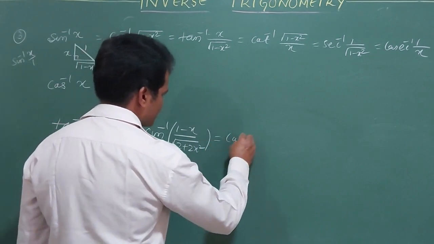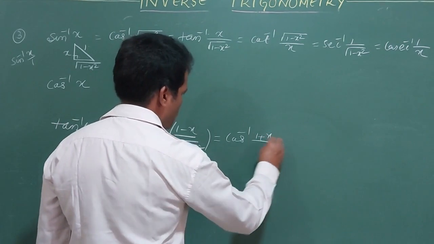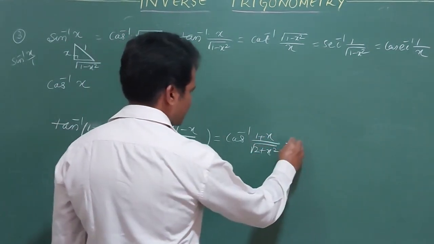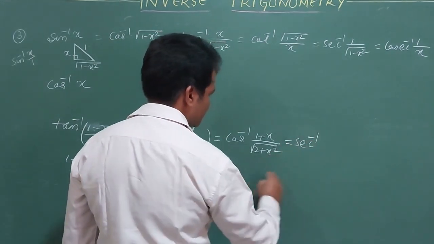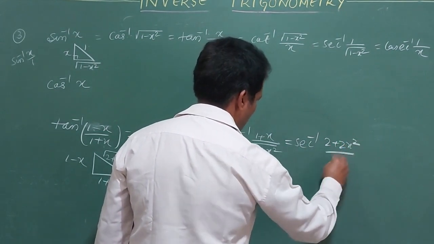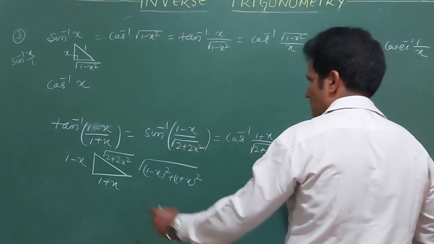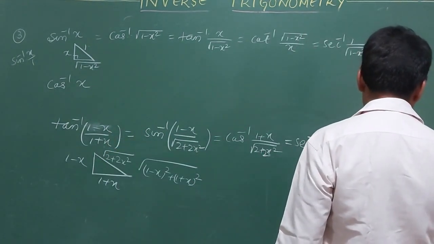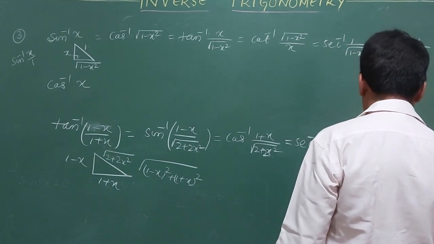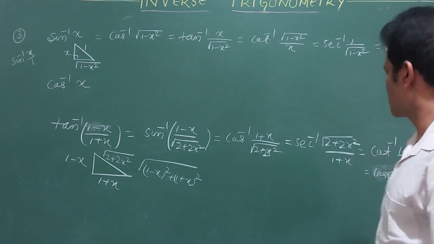Cos inverse, base by this. Once you find out this, sec inverse is the reverse of it, cot inverse is the reverse of tan, and then cosec inverse is the reverse of sin inverse.